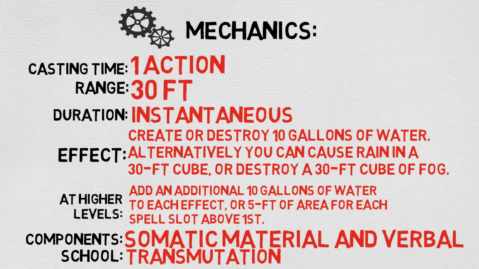At higher levels, an additional 10 gallons of water to each effect, or 5 feet of area for each spell slot level above first. The components are the Holy Trinity: somatic, material, and verbal, meaning you have to gesture with one hand. The material component is a drop of water if creating water, or a few grains of sand if destroying it. And the verbal component would just be an incantation, and the school is Transmutation, which isn't too surprising.